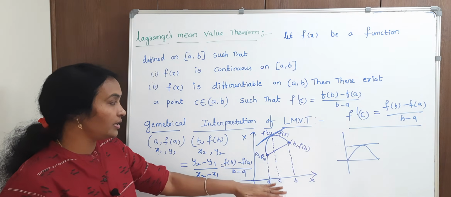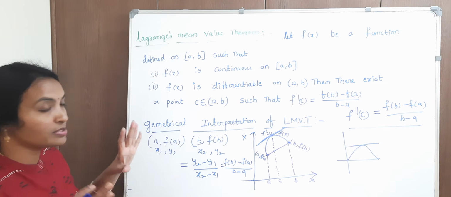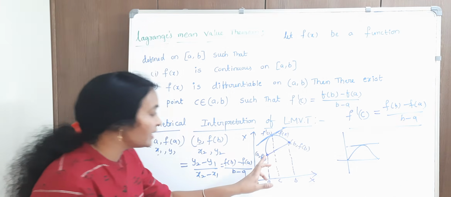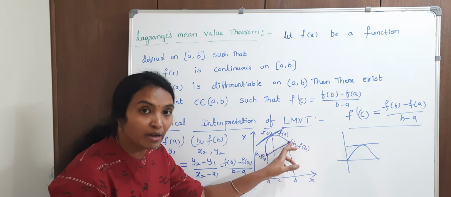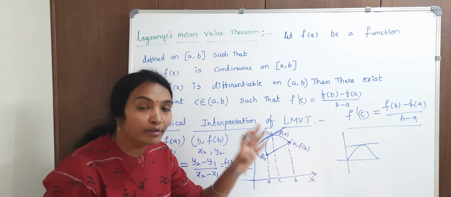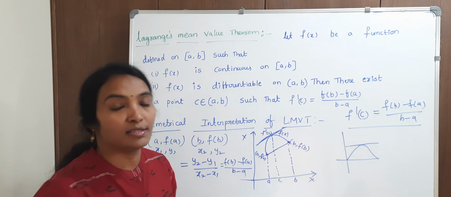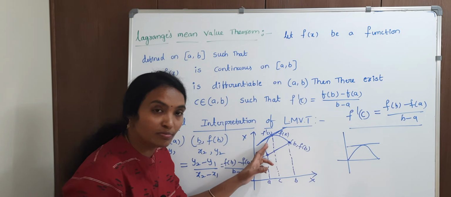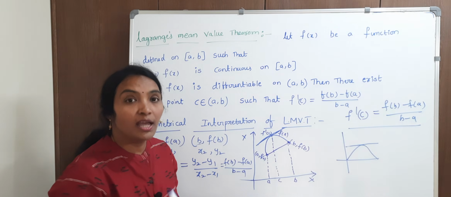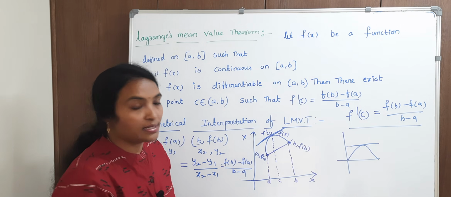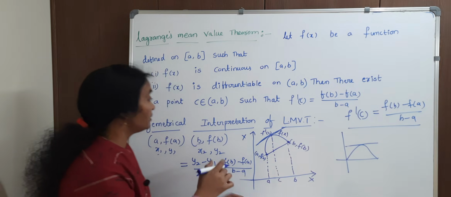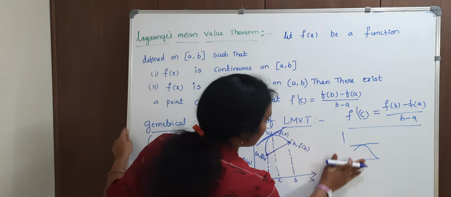This is the geometrical interpretation. First of all, the given function y is equal to f of x. The given function is continuous and differentiable. Differentiable means f dash of x exists, means f dash of c exists, means it is having one or more tangents. For example, in this case, two or more tangents also exist.